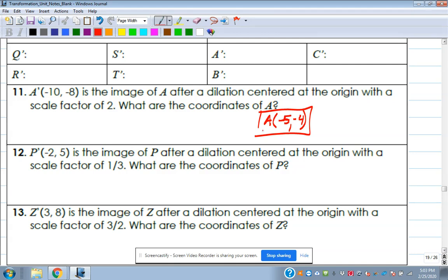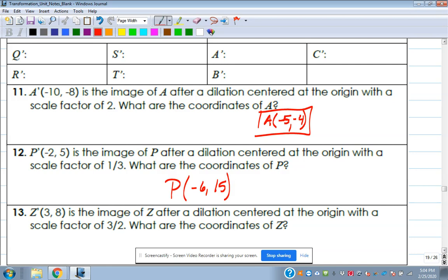What about number 12? This is a little tougher one here because we've got a scale factor of 1/3. We have the image point, -2, 5. That's after a dilation centered at the origin with a scale factor of 1/3. What are the coordinates for P? -6, 15. Good job. The opposite of multiplying by 1/3 would be multiplying by 3, the reciprocal of that. So the undo is a reciprocal.